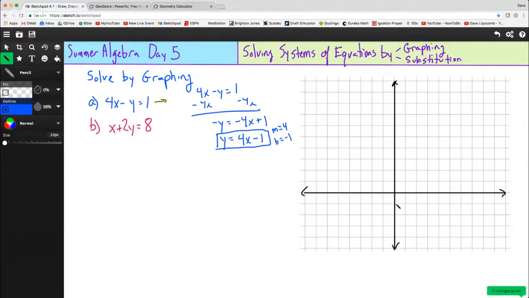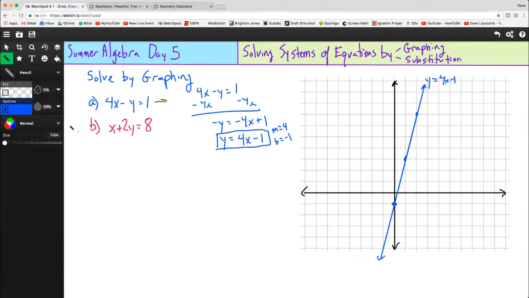So we can graph that by finding our y-intercept, and our slope is 4. So we're going to go up 4, 1, 2, 3, 4, and over 1. Up 4, over 1. And then we can go about drawing our line. Let me just keep continuing that line like that. Okay, so there's our line for our first equation, and again, that is y equals 4x minus 1.